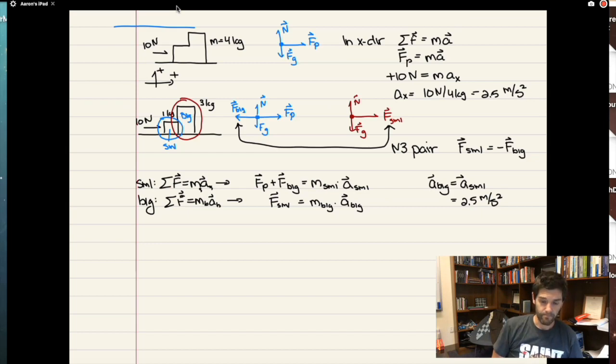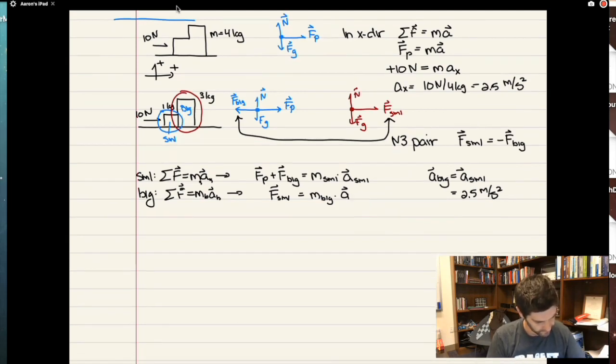Okay, so that's a step forward. So I can go back to these and just erase the subscripts, because they're both the same acceleration. At this point, I don't even need to know that it's 2.5 meters per second squared. Let's just take for granted that they're the same acceleration, but I might not necessarily know that it's 2.5 meters per second squared.